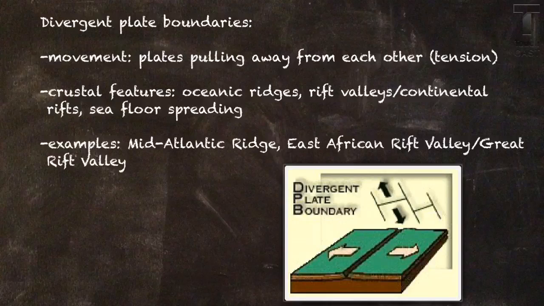Real-world examples would be the Mid-Atlantic Ridge, which is located at two oceanic plates that are pulling away from each other, and the East African Rift Valley or Great Rift Valley, which is located at two continental plates that are pulling away from each other.